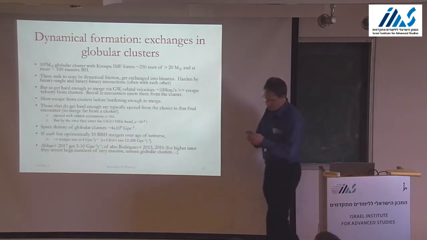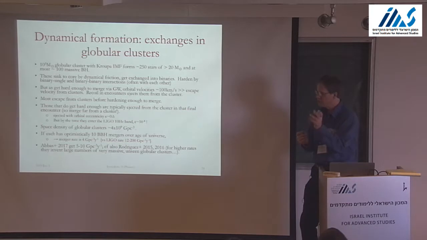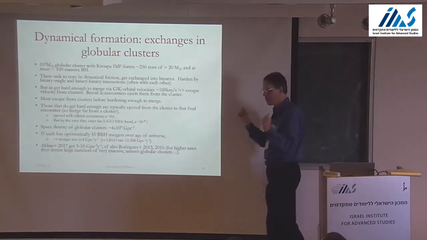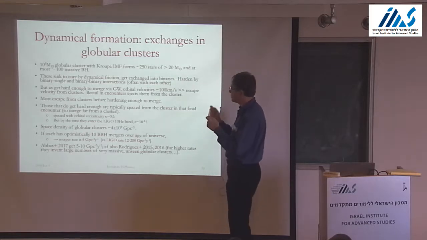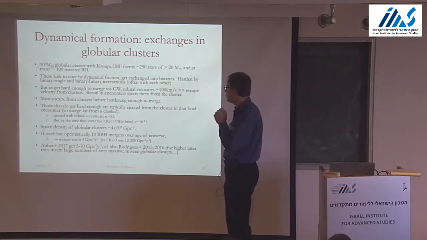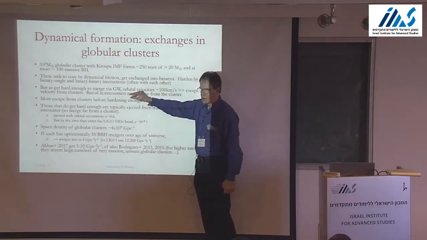Now, as more stars and other black holes go by, the rule is hard binaries get harder and soft binaries get softer. These are pretty hard binaries. They get closer and closer and closer. And excuse me, what does hard mean in this case?